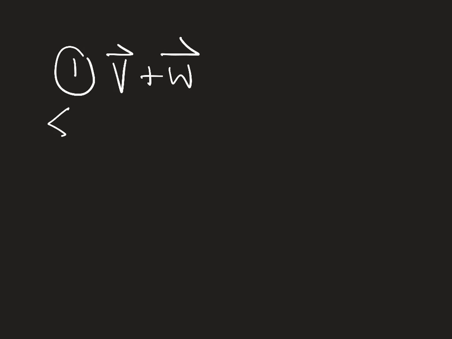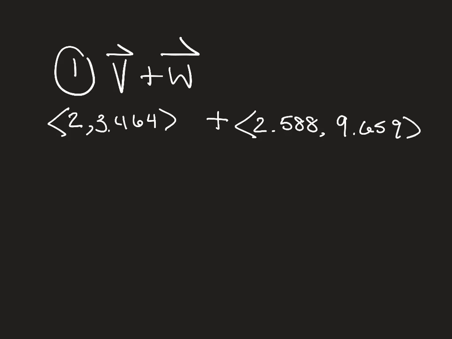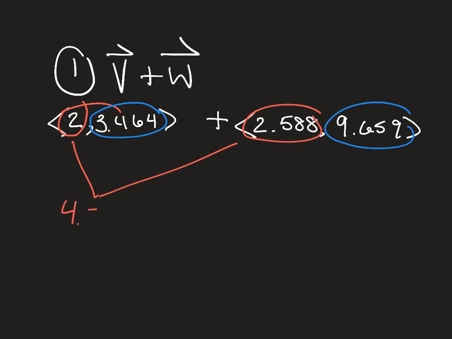So vector v was 2, 3.464, and vector w was 2.588, 9.659. So to add these, I'm going to add the x piece with the x piece and the y piece with the y piece. So when I add these two together, you're going to get 4.588, comma, I'm going to use my calculator for the other part. And you should get that it is 13.123. So this is my resultant vector, the thing that you'd write on the line where it says the magnitude.